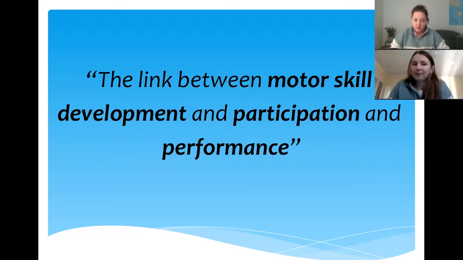So moving on to our key knowledge. What we really need to do in order to understand the key knowledge is to first break down this saying and to actually understand the terms. So we're going to be breaking down and further explaining motor skill development, participation, and performance.